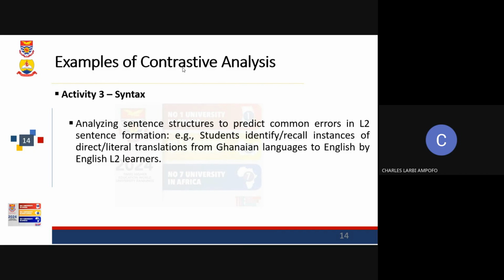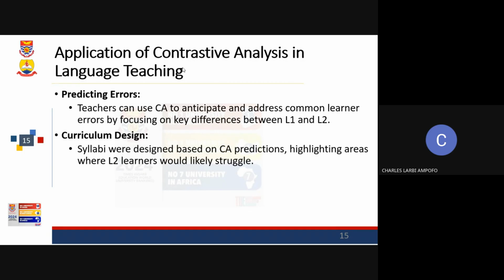You can compare them. We'll finish very soon, but not now. So how do we apply contrastive analysis in language teaching as teachers? How do we apply contrastive analysis?